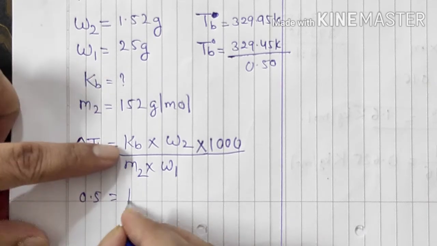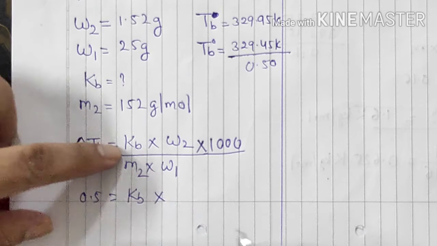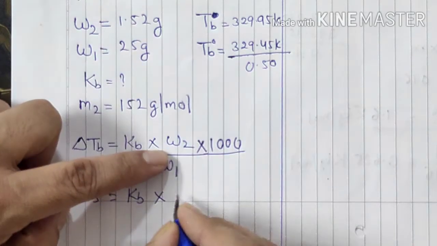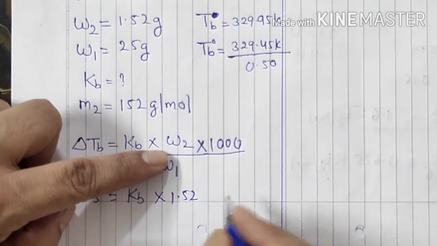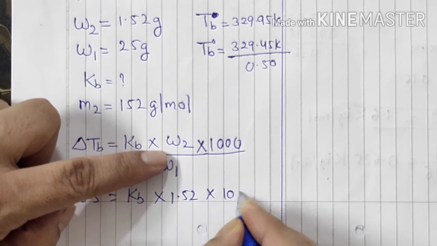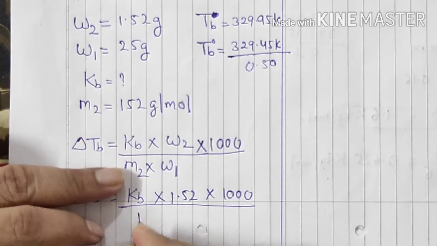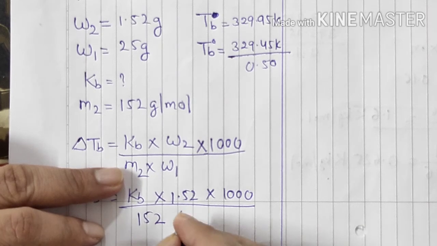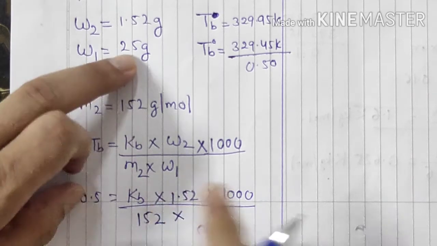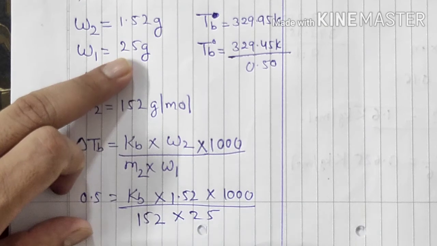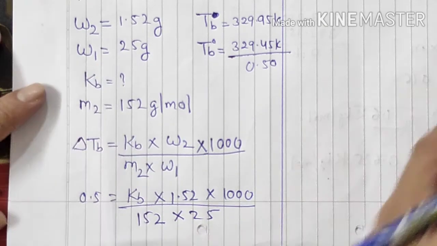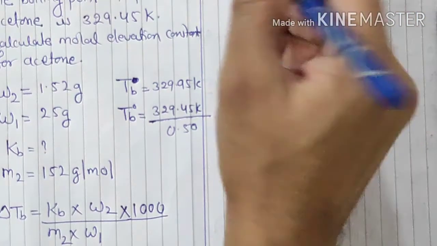What is Kb? Kb we need to find. What is weight of solute? Weight of solute is 1.52, into 1000. Molecular weight of solute is 152 into, what is weight of solvent? W1, that is 25, right? So what will be Kb?